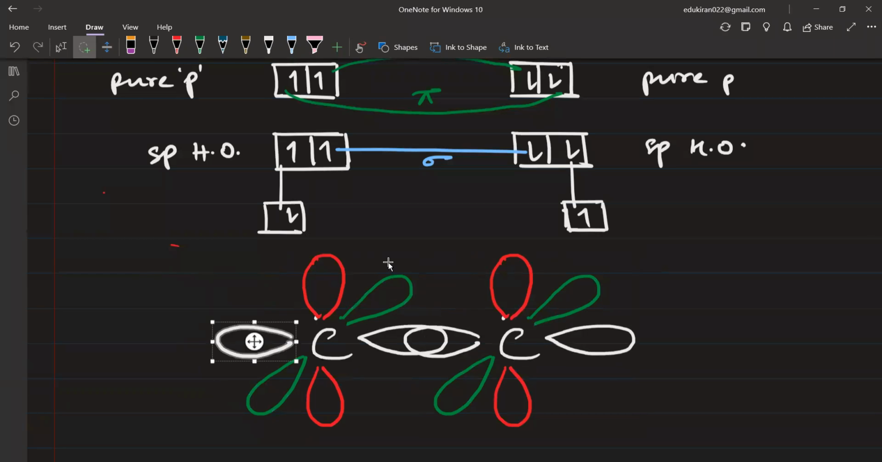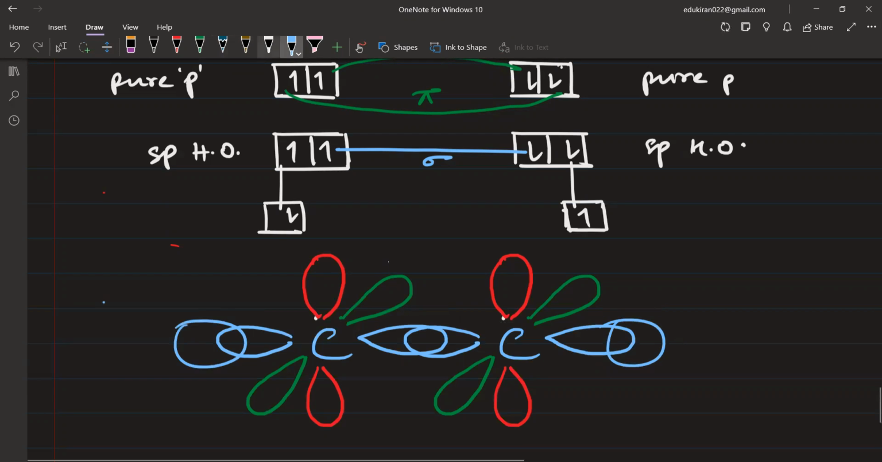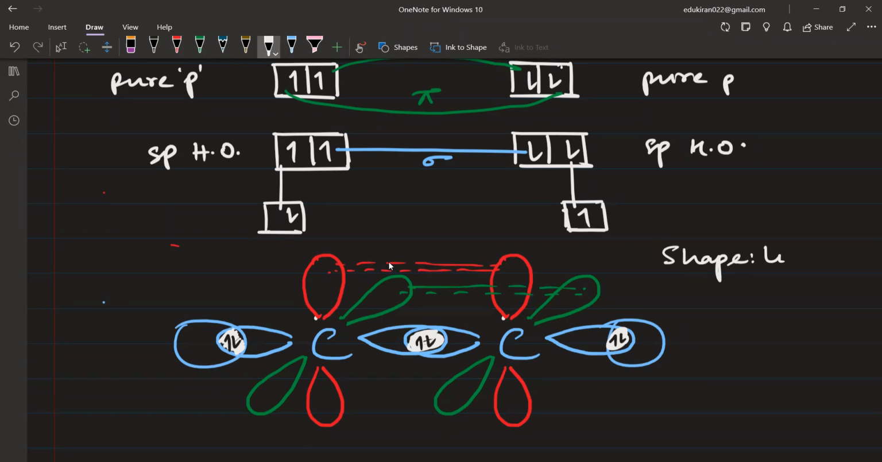Now we need to color that also or what? Main isko ek hi color kar dete hain sabko, theek hai? These are all of our sigma bonds. So this is with hydrogen, this is also with hydrogen. Now, in the pi bond, this is pi electron cloud, and this is the pi electron cloud for the green one. But please remember, both of them are in completely different axis. Now, here the shape is linear. The bond angle is 180 degrees.